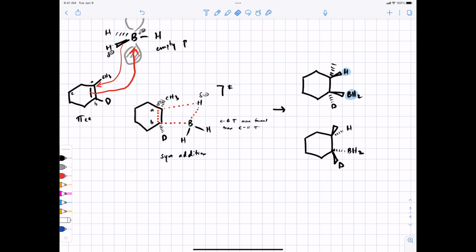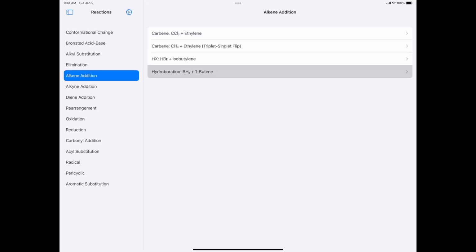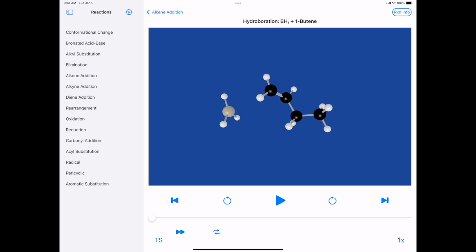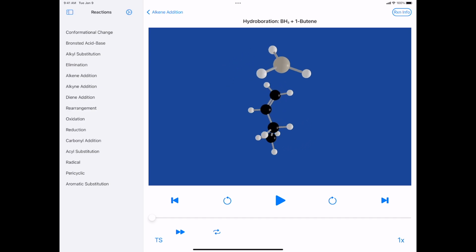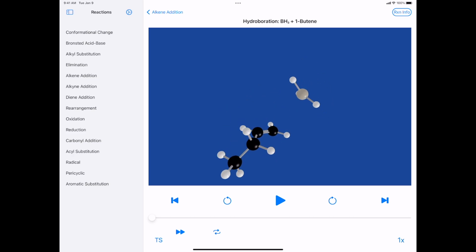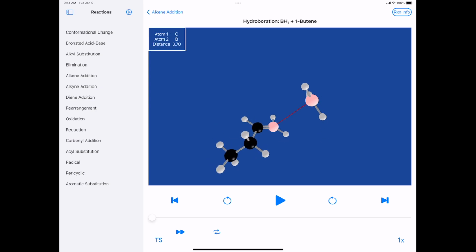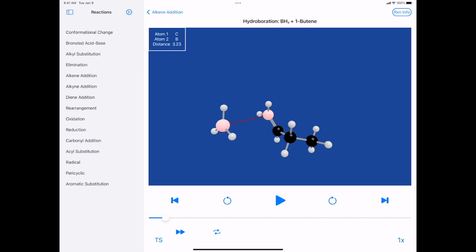Okay, I want to show you an animation of a hydroboration reaction, if I can see one. Alkene addition, hydroboration. Okay, so this is going to be addition of BH3 to the pi bond in 1-butene. No, not going to let us zoom in. You can see the pi bond, you can see the boron, all right? We're going to watch this distance between carbon and boron as the reaction proceeds. You see that distance shrinking.